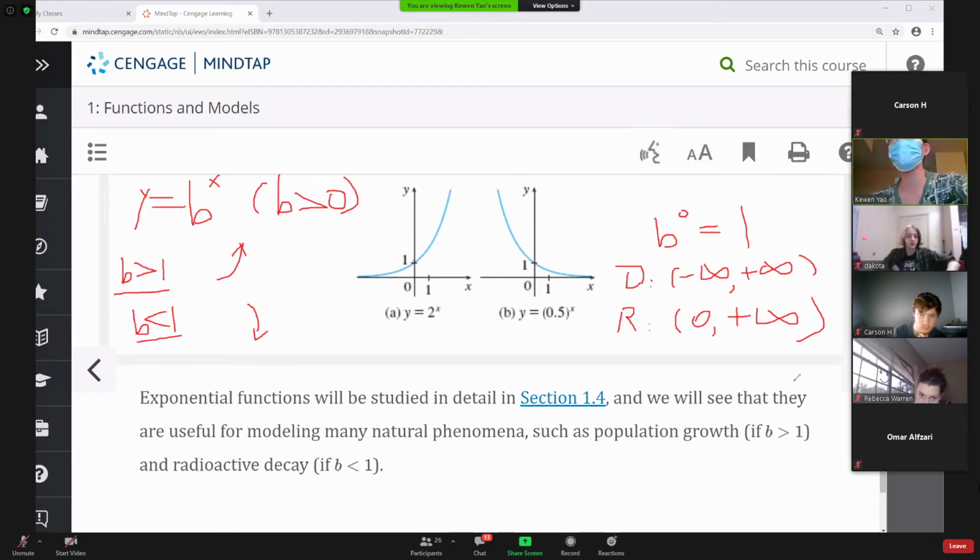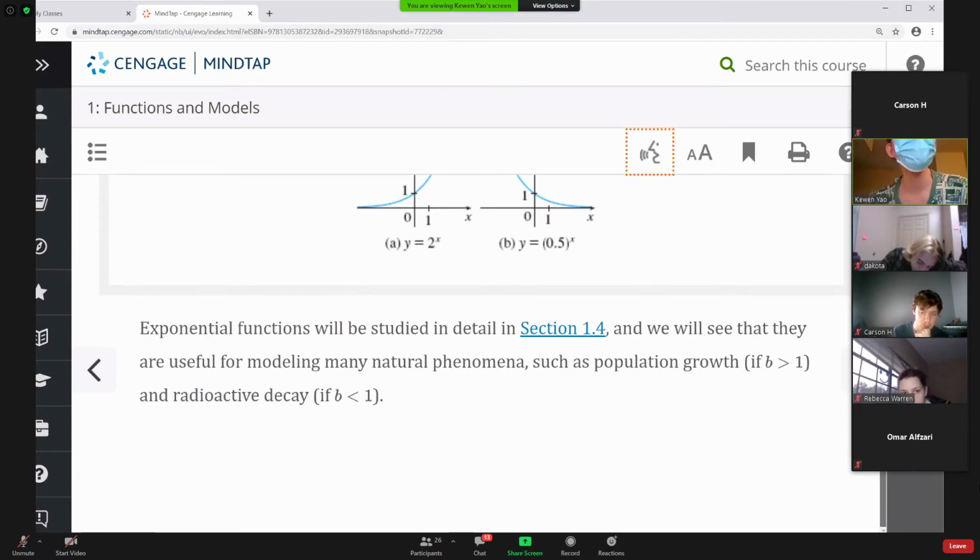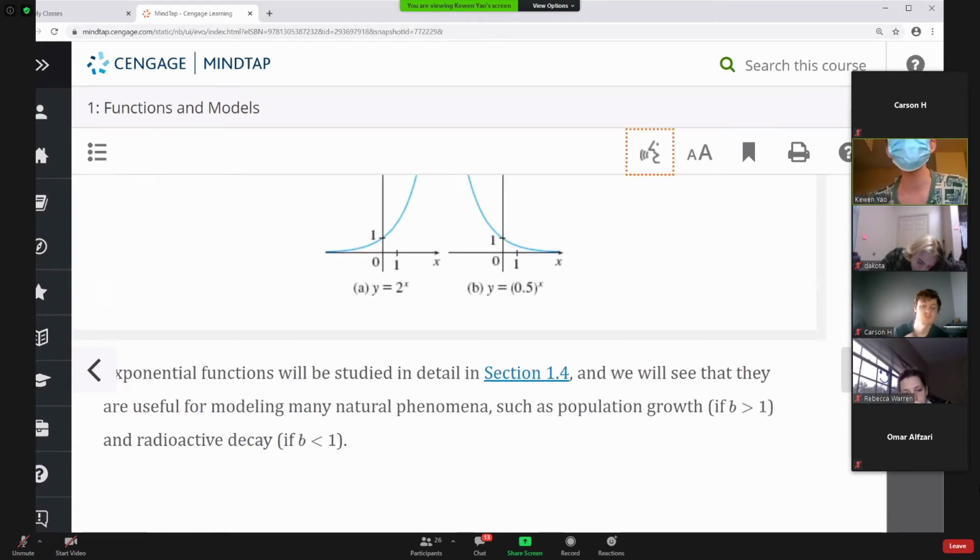Remember, these are neither even nor odd. Look at the picture, it's easy to see. It's neither even nor odd. Okay, so we have finished this part. Very good. Let's go to the next page.